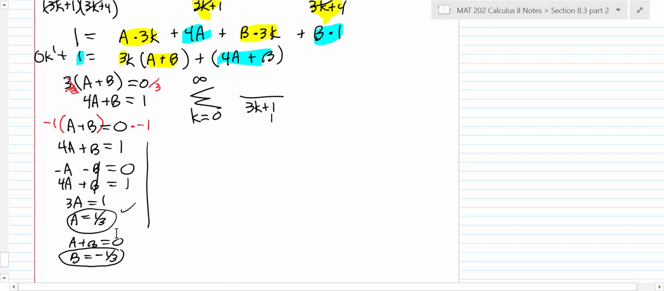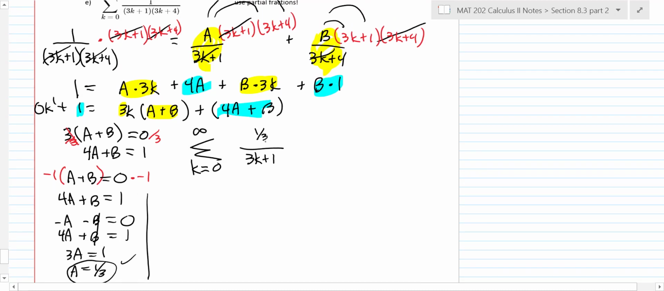Okay, so if we do this, a was 1/3, so we have that. And then we have plus b. Well, let's see, b was minus 1/3 over 3k plus 4, like that then. Okay, so this thing doesn't look geometric.